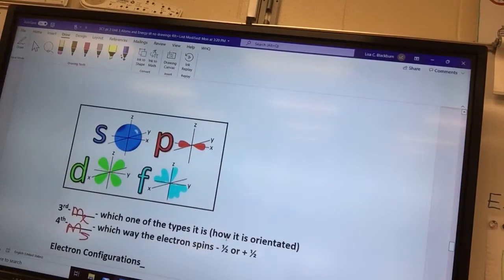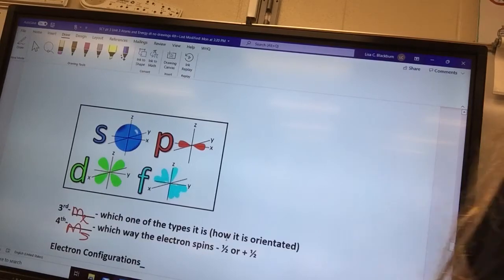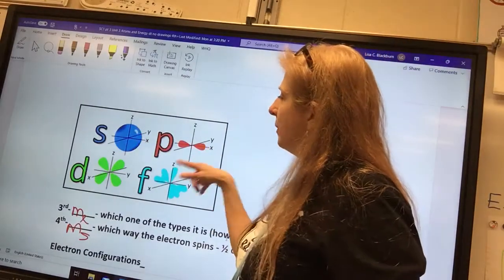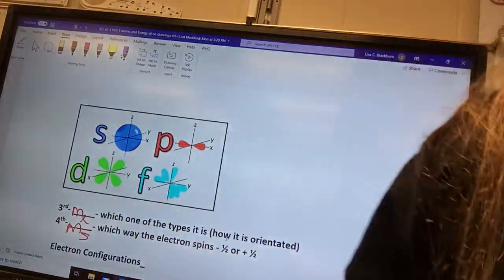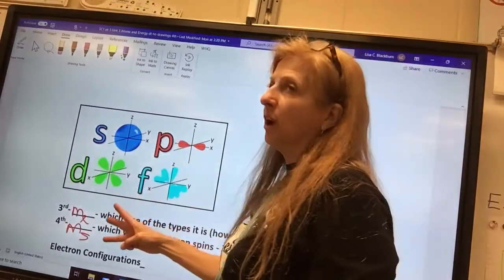Okay, so that's better, like a real artist made them, not me. See, S is a sphere, P is a dumbbell, D is a fat plus, F is kind of fuzzy. Okay, so there are 2 more numbers.